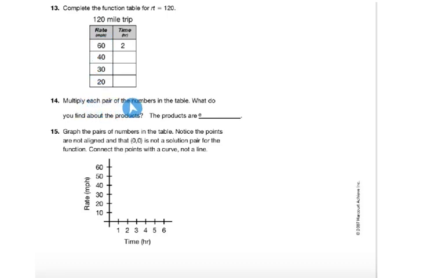So it says multiply each pair of the numbers in the table. Well, before we do that, let's go up here and fill in our table. Okay, so notice how 60 times 2 gives us 120. So we have to fill in the rest. We just did 40 times 3, so let's fill that in. Well, 30 times what is going to give us 120? Well, 4. And then 20 times what is going to give us 120? 6. So we filled in our table, and as we multiplied each one of these, we found that the products are equal, right? All of these products are equal to 120.